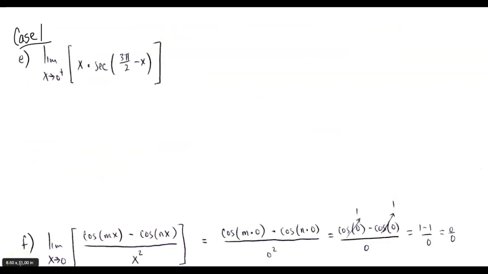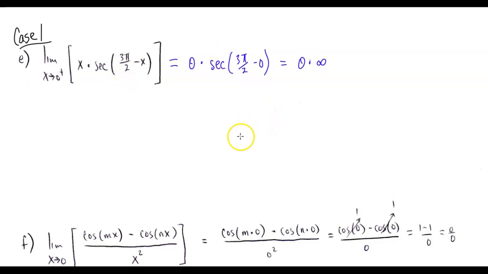Okay, so the next problem that we have, example E here, is going to be a case one type situation for the indeterminate form, okay? So in other words, if I was just to plug in zero in for x, I am not going to get a situation where I have zero over zero or infinity over infinity, just as it looks, okay? So I'll go ahead and show you that. Of course here, this would be 3π/2 - 0. And it turns out here that secant of 3π/2 actually has a vertical asymptote there. So we would end up having 0 times infinity. And of course, this is case one indeterminate form, okay?